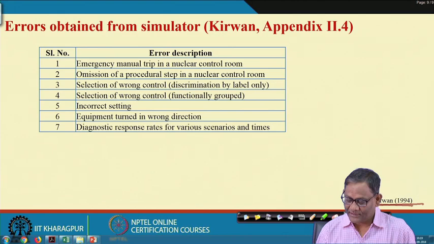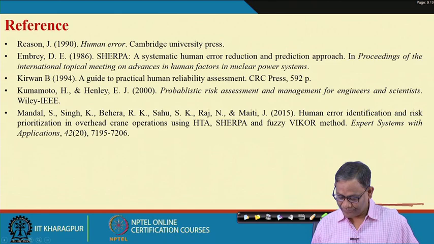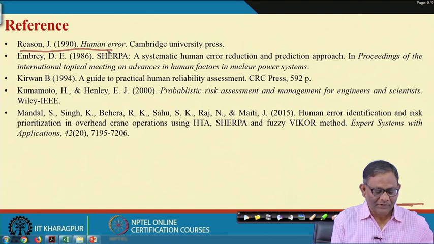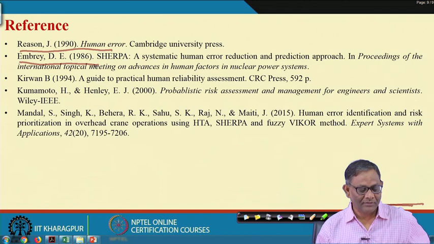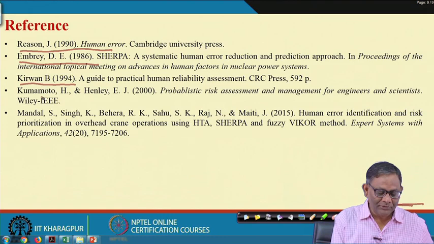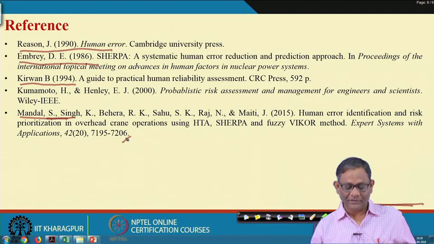Okay. Finally, I will show you the references we have gone through. In my last two lectures, I told you that Reason's Human Error was the main book, and today, for SHERPA, Embrey is a very good material. Then Kirwan 1994 is a very good book for overall human reliability analysis and understanding many of the techniques. Kumamoto and Henley also give one good chapter on human reliability analysis, and the case study I have shown is part of this paper, which is basically our paper.